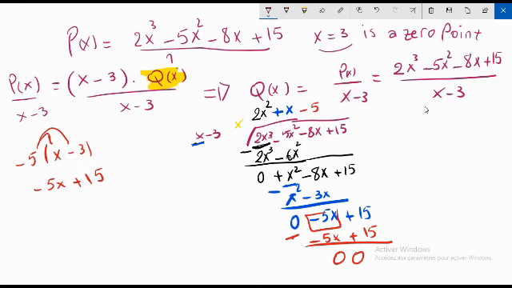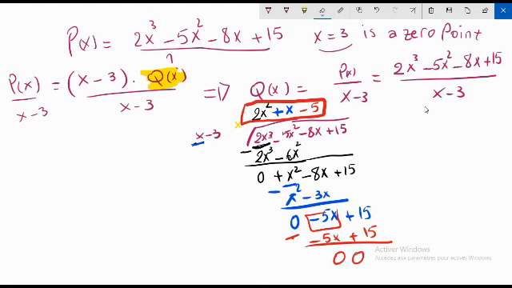You should stop here. Now the quotient that you got here, q(x), is the quotient. p(x) divided by x minus 3 is the result, which is equal to 2x squared plus x minus 5. So my q(x) finally, the answer, according to this whole operation that we just did, is equal to 2x squared plus x minus 5. So this is it. You got it.